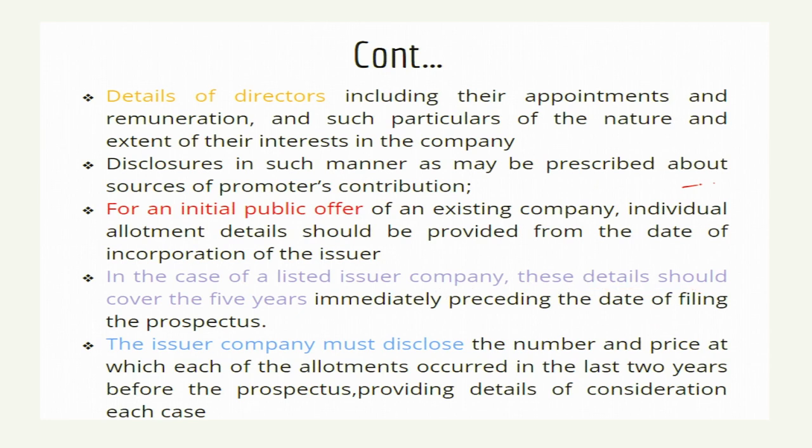The issuer company must disclose the number of securities and the price at which each allotment occurred in the last 2 years before the prospectus, providing details of the consideration in each case. So, in the last 2 years, how many securities did you issue, and what price did you charge? These details must be mentioned if you are already a listed company.